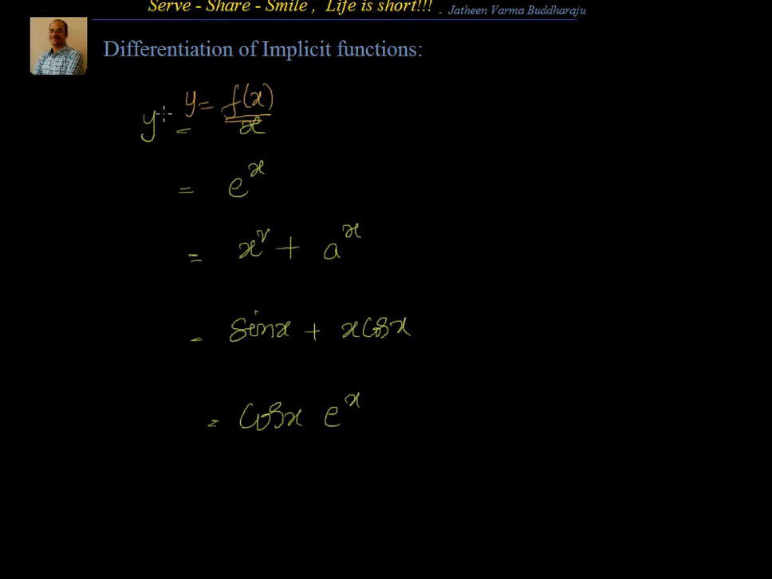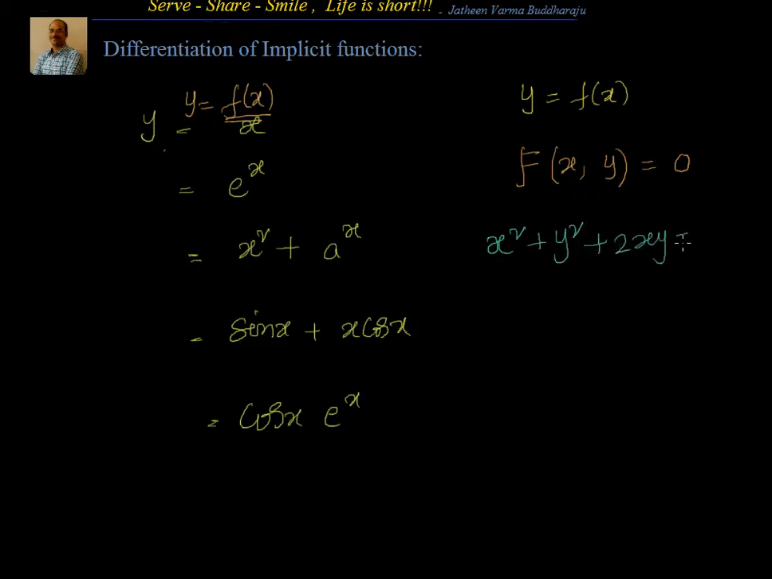But sometimes the definition of the function will be such that we know y is a function of x, but we cannot write it explicitly as y equal to f of x. We can only write it in the form of another function which will have x comma y terms, equal to 0. Then this function is called an implicit function. An example of an implicit function is x square plus y square plus 2xy equal to 0.